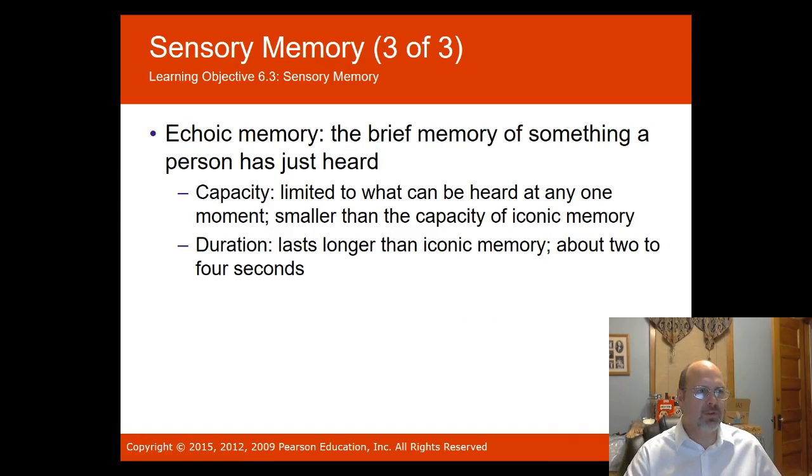Echoic memory has to do with remembering what's just been heard. And capacity is limited to what can be heard at any one moment. And it's smaller than the capacity of iconic memory. In other words, we can remember images easier than we can remember what was said. However, it lasts longer than iconic memory, about 2 to 4 seconds. So when we hear something, we process it, and within 2 or 4 seconds, we let go of it.